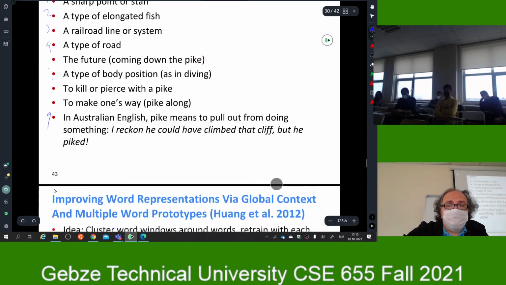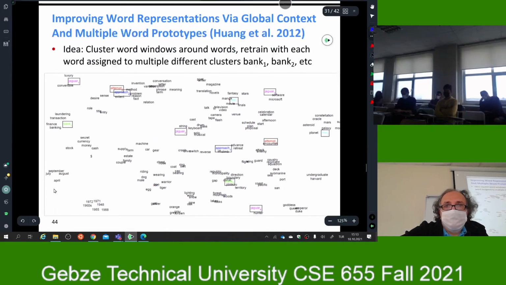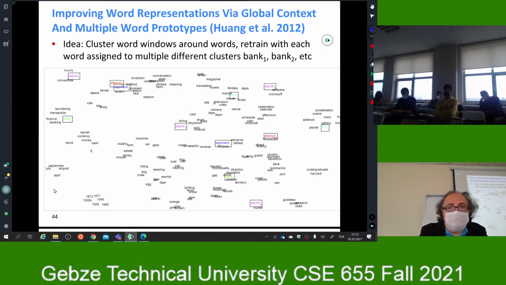Okay? So we could use it there, but before that, maybe I can run this algorithm to separate the meanings of pikes or jaguars. For example, here, the idea is to cluster word windows around words, and retrain with each word assigned to multiple different clusters, bank 1, bank 2, and so on. So it's kind of this.